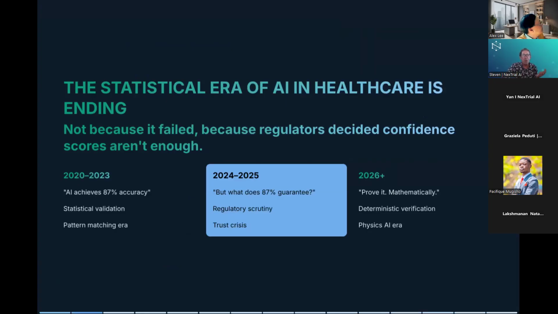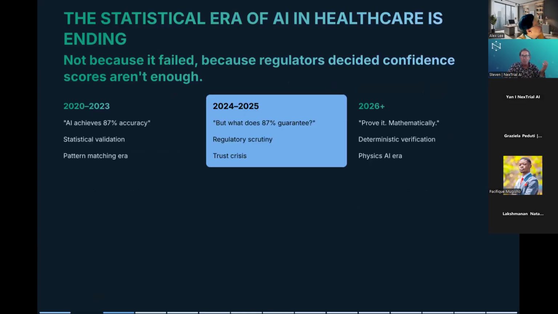So, here's the arc of the last 5 years. We went through excitement, AI can match patients to trials at 87% accuracy, to a trust crisis. Sponsors can't submit confidence scores to the FDA, like Alex mentioned. Regulators can't audit a black box. And screen failure rates haven't moved despite billions of AI investment, right? The question has shifted from how accurate is your model to what does your model guarantee? And that's the shift that we're in right now.